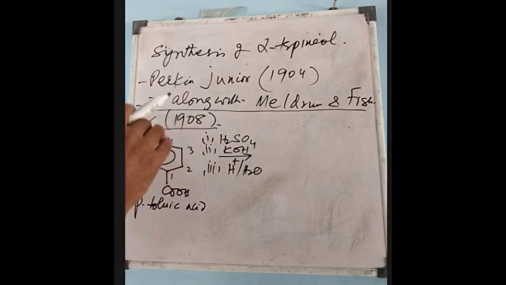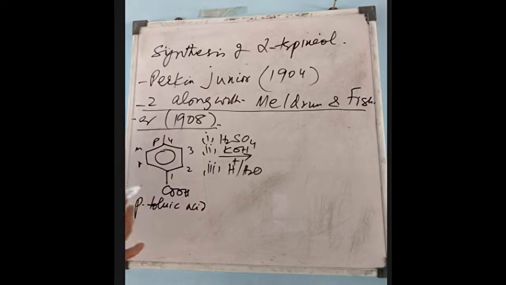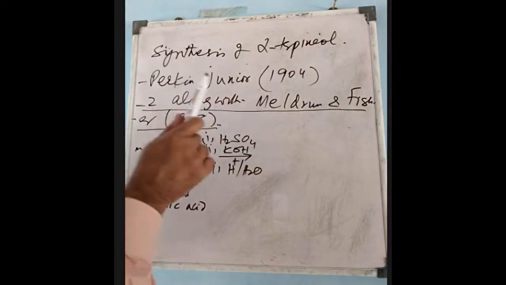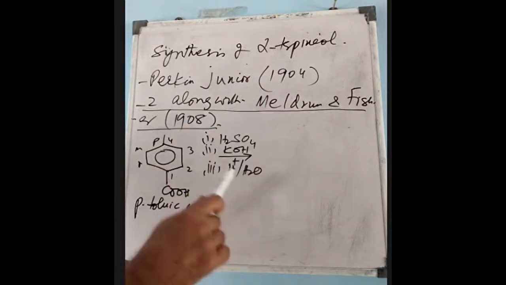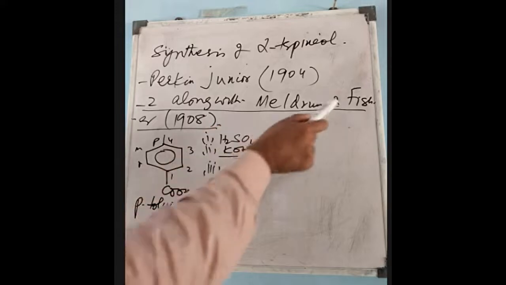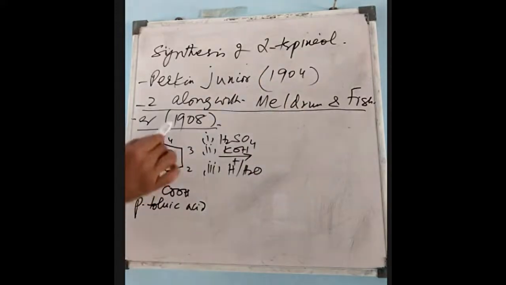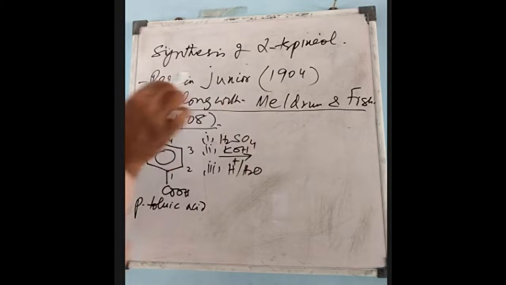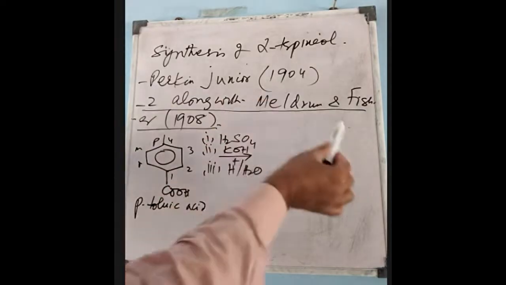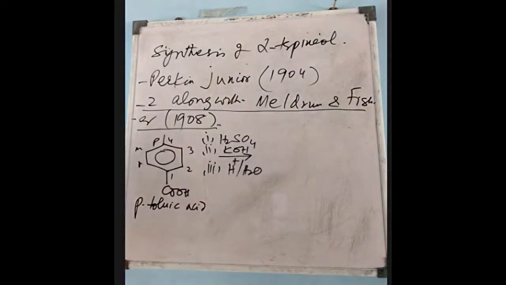The Perkin reaction is the formation of alpha, beta unsaturated carboxylic acid. For example, cinnamic acid we can prepare by using the Perkin reaction. That Perkin was the senior Perkin. So this is Perkin Junior. The first method was proposed by Perkin Junior alone in 1904. The second method was proposed in 1909 along with Meldrum and Fisher. So now we are doing the method given by the company, that is Perkin Junior plus Meldrum plus Fisher in 1908.